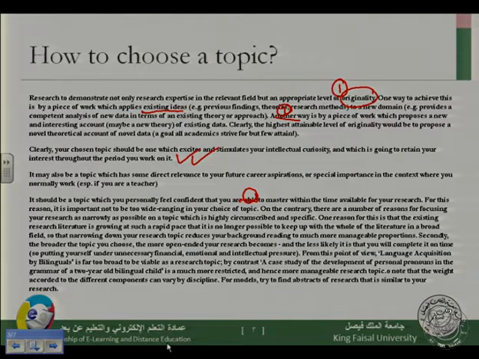For this reason, it is important not to be too wide ranging in your choice of topic. On the contrary, there are a number of reasons for focusing your research as narrowly as possible on a topic which is highly circumscribed and specific. One reason for this is that the existing research literature is growing at such a rapid pace that it is no longer possible to keep up with the whole of the literature in a broad field, so narrowing down your research topic reduces your background reading to much more manageable proportions. Yes. So what does that mean? You need to narrow down your topic.